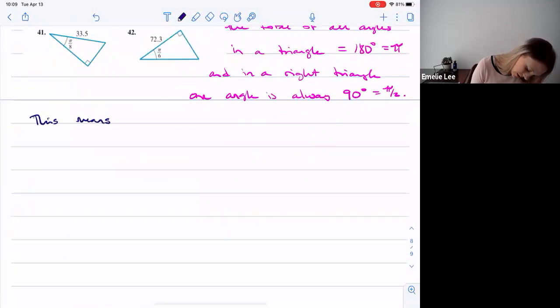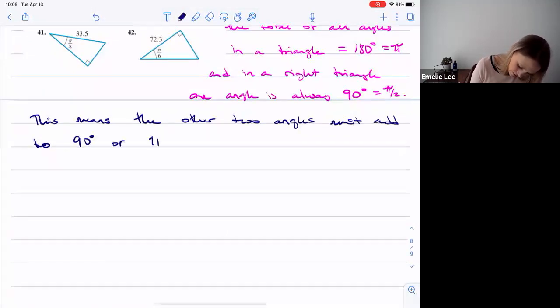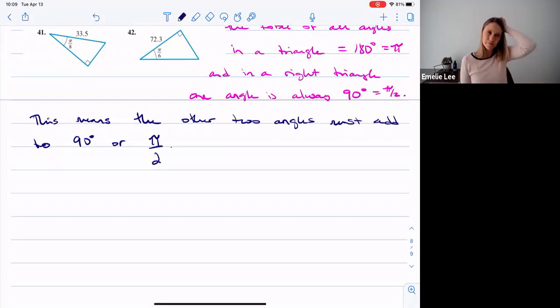This means the other two angles must add to 90 degrees or pi over 2 in radians. Okay. That's a step in the right direction, right?